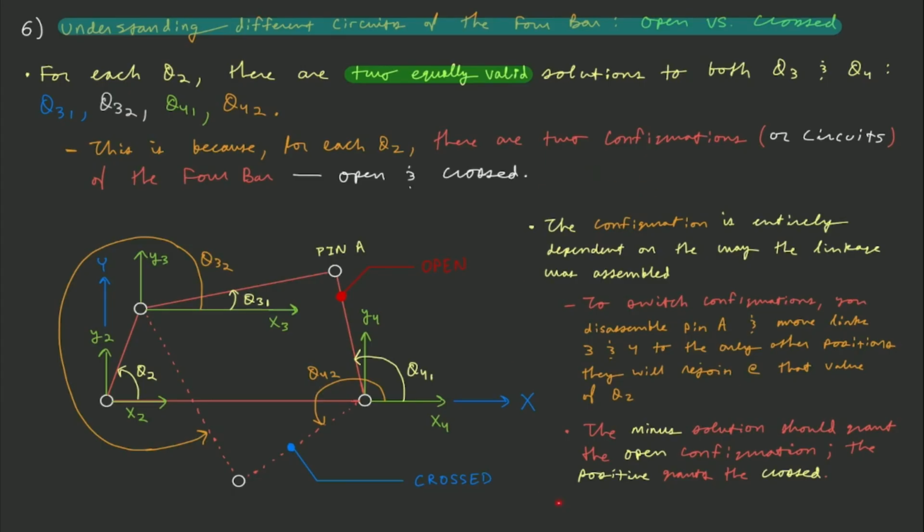So let's review some of these notes. The configuration is entirely dependent on the way the linkage was assembled. To switch configurations, you disassemble pin A and move links 3 and 4 to the only other positions in which they will rejoin at that value of theta 2. The minus solution should grant the open configuration. The positive should grant the cross configuration.